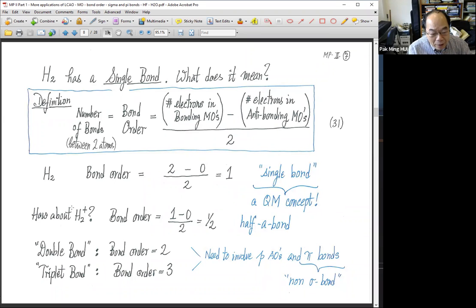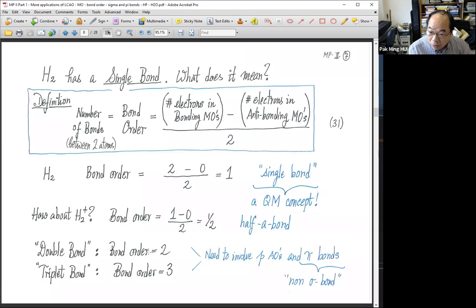Now, how about H2 plus? When you have only 1 electron, you have 1 in bonding, none in antibonding, divided by 2. So formally speaking, H2 plus is only half a bond. No doubt, the binding energy of H2 plus is smaller than H2.